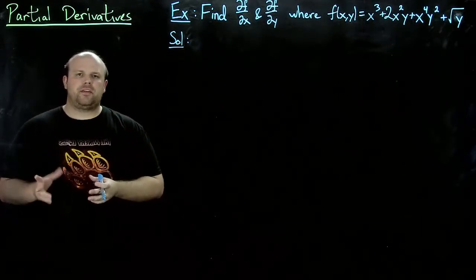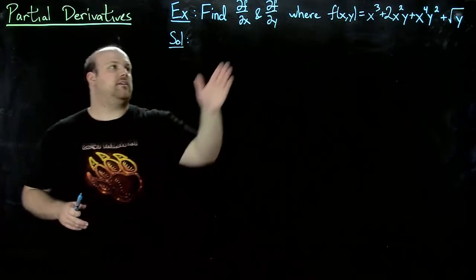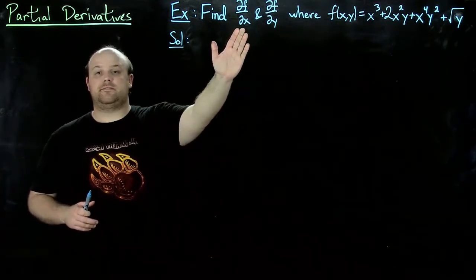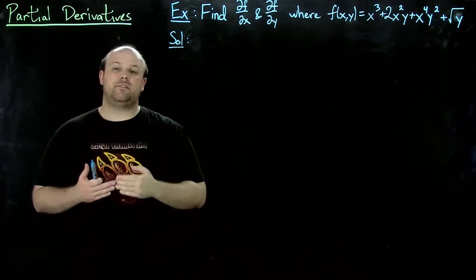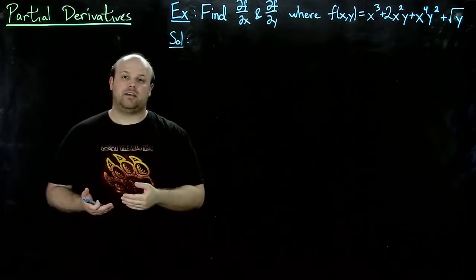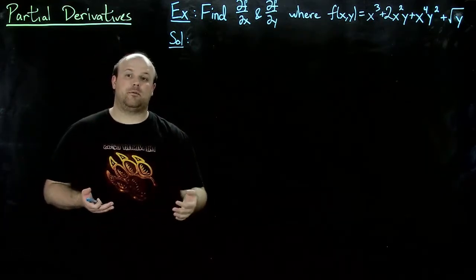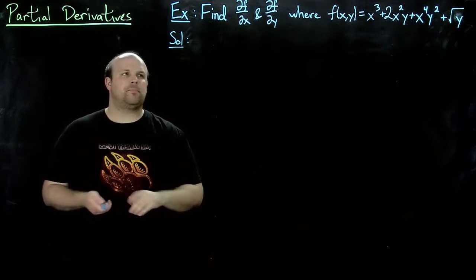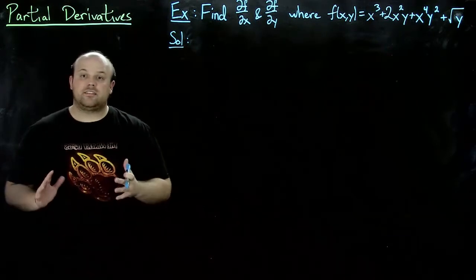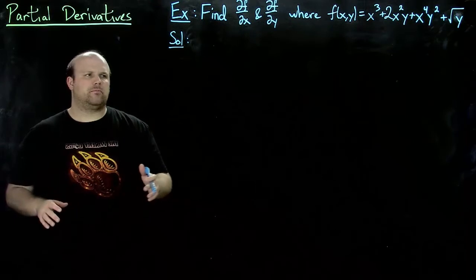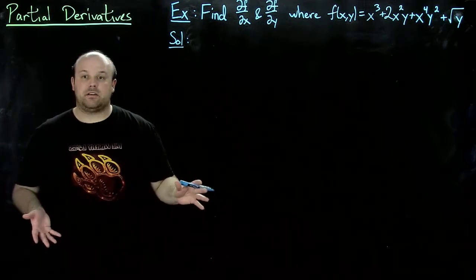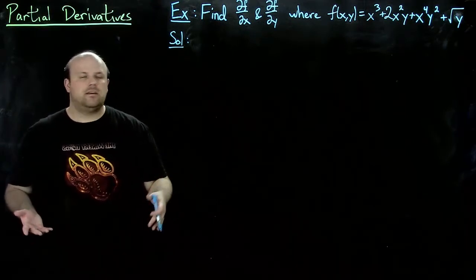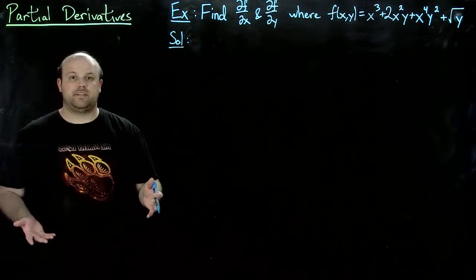Well, think back to how these derivatives are defined, right? Say df dx, we had that f of x plus h comma y minus f of x comma y over h. So that looks just like the derivative where we just kind of pretend y isn't a variable. We just pretend it's a constant. And that's actually how we compute these derivatives.